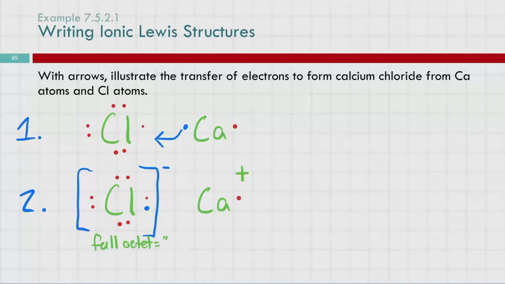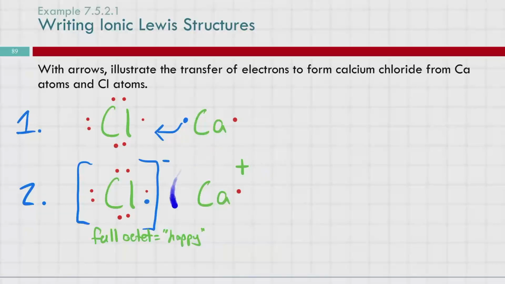Full octet equals happy. It probably comes as no surprise to you that atoms don't actually feel emotions. So happy just means it's got a full octet. It's not going to do anything else, probably. Is calcium happy?